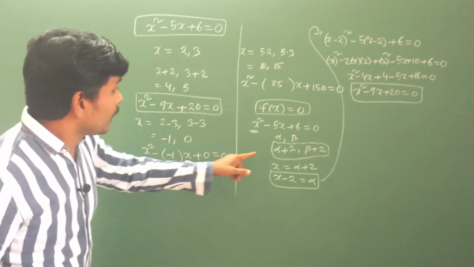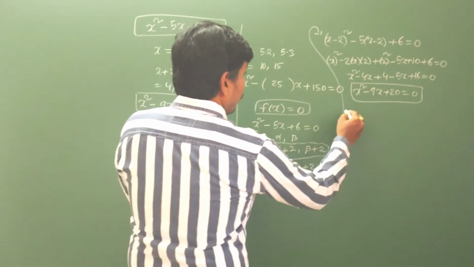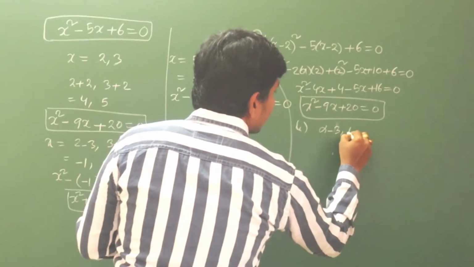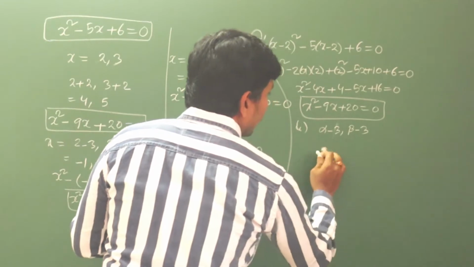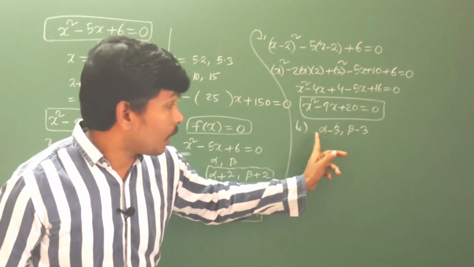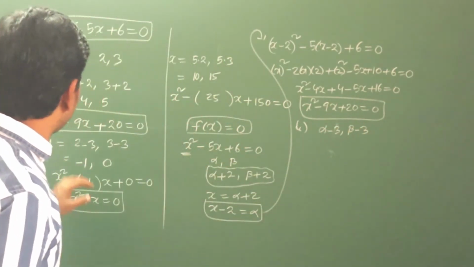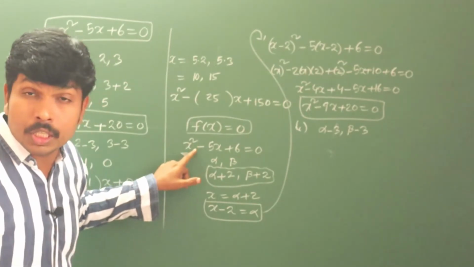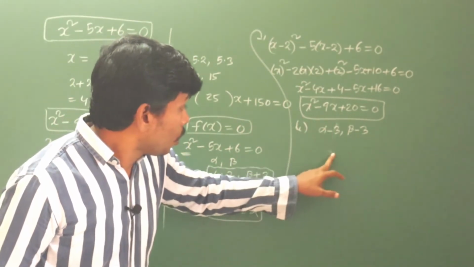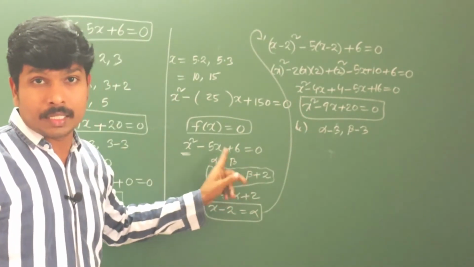Second problem, here increased by 2 is nothing but alpha plus 2 comma beta plus 2. Now your second problem is, what do we get? Alpha minus 3 comma beta minus 3. We have to find the equation whose roots are alpha minus 3 comma beta minus 3. Your alpha comma beta are the roots of this original equation. Now you have to find the quadratic equation whose roots are diminished by 3 from this.